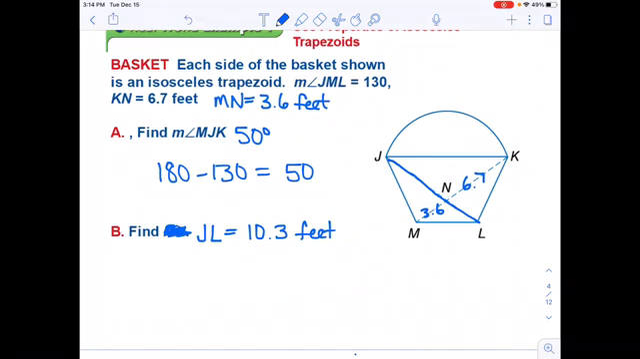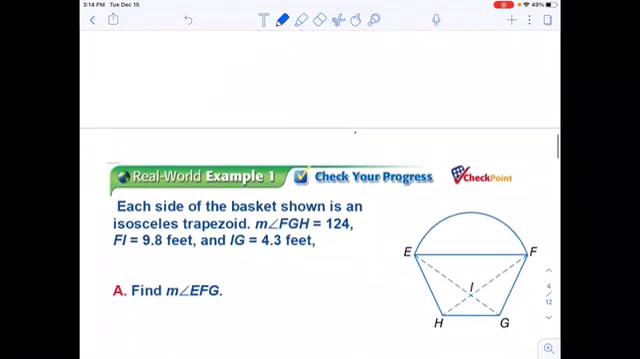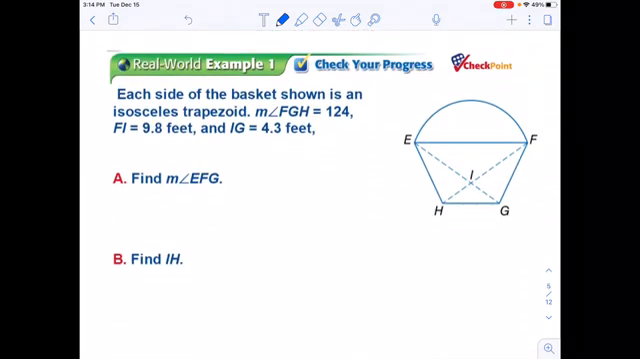Okay. The next one's very similar. We'll go ahead and look through it. Once again, the basket is shown. It's an isosceles trapezoid. We need to know that. That means these are congruent and these guys are parallel. We know that angle FGH, whoopsie, we want this one, FGH is 124 degrees. We are trying to find angle EFG.